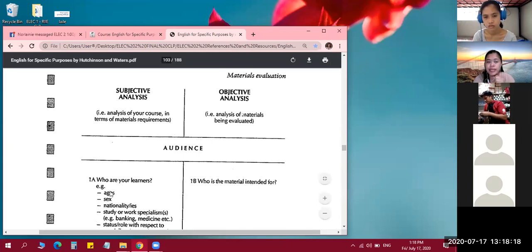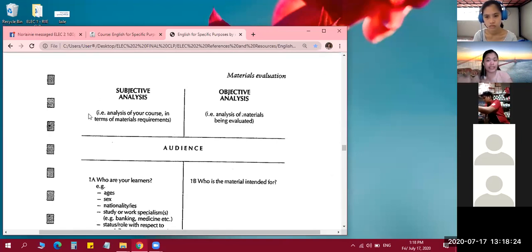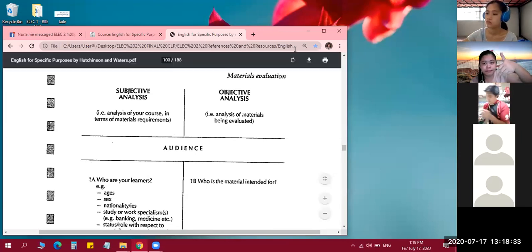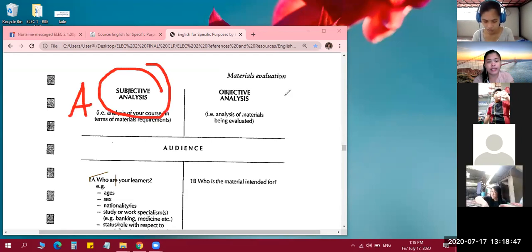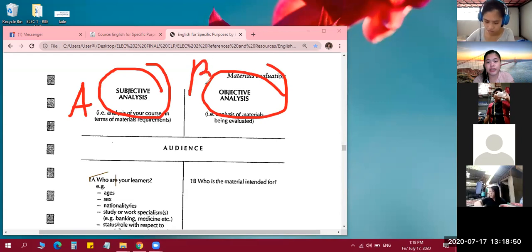So remember, everybody, that subjective analysis is the letter A. And objective analysis is letter B, as you can see here. Okay? Am I making sense here, everyone? Yes? Okay. All right. So remember, this is A and this is B. Can you see what I'm writing? Can you see A and B here? Can you see that? Okay. All right. Perfect. So let's proceed now to the next.